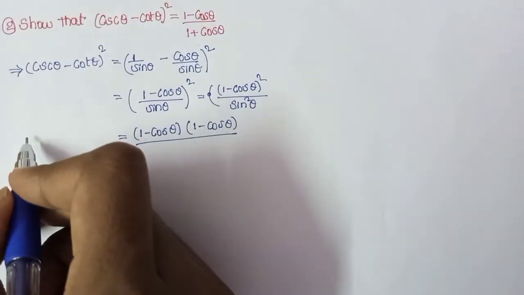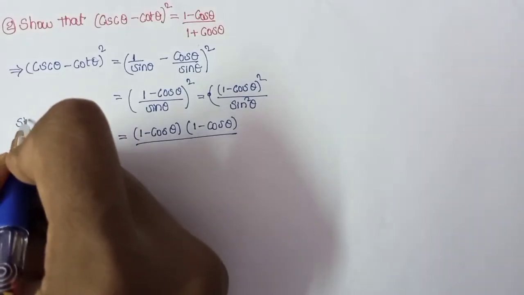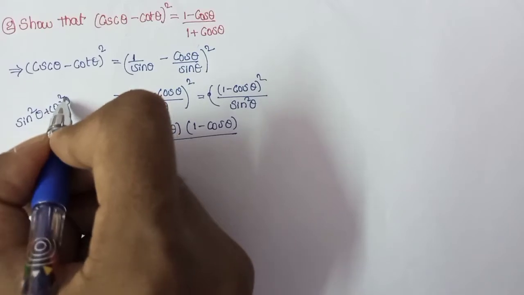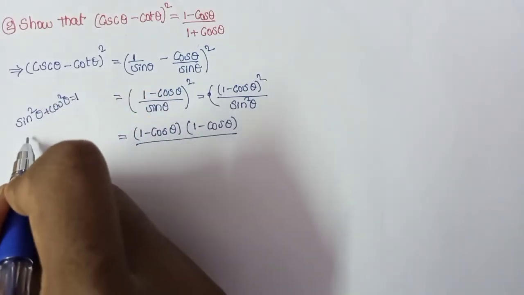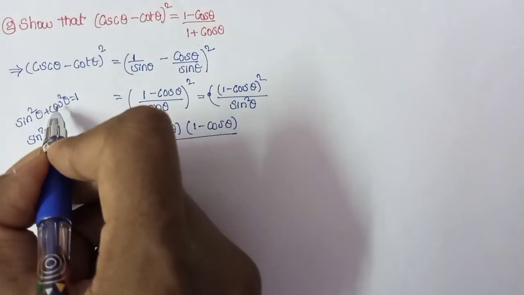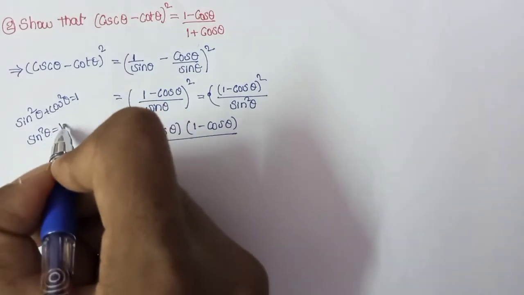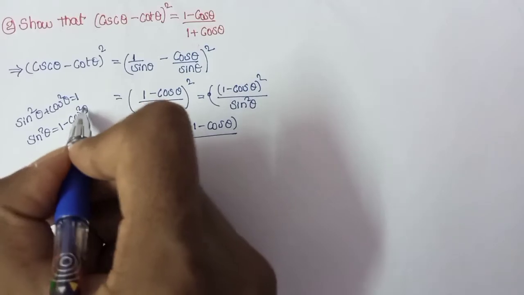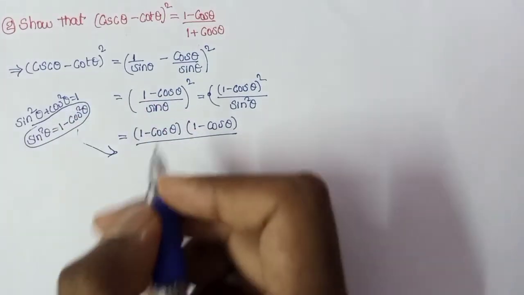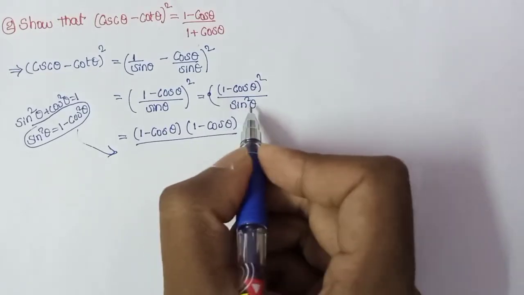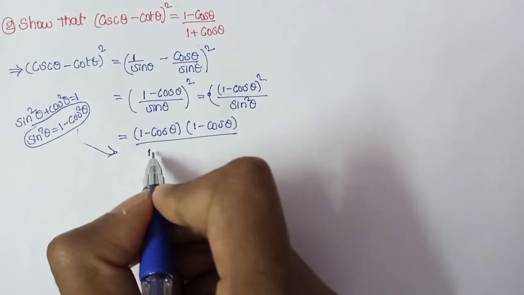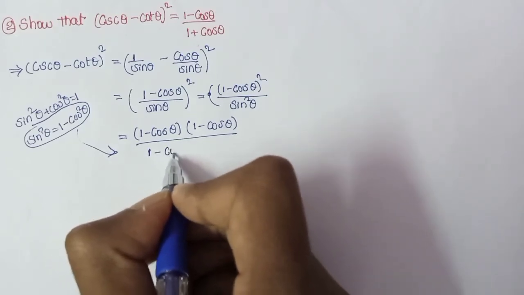We have one identity with sin theta and cos theta. What is that? Sin square theta plus cos square theta is equal to 1. So you can write sin square theta is equal to, if you bring this cos to that side, 1 minus cos square theta. So I use this relation here. Sin square theta is equal to 1 minus cos square theta.